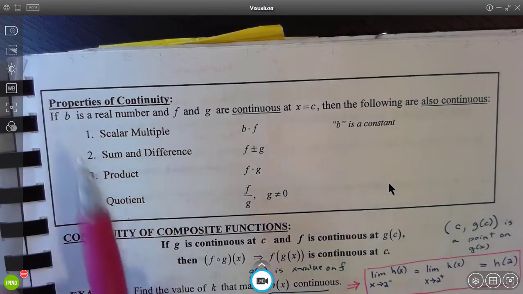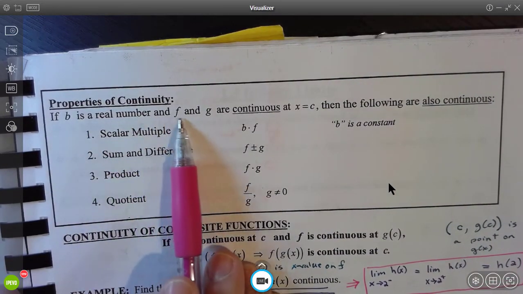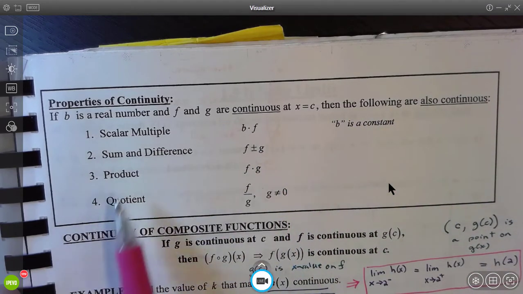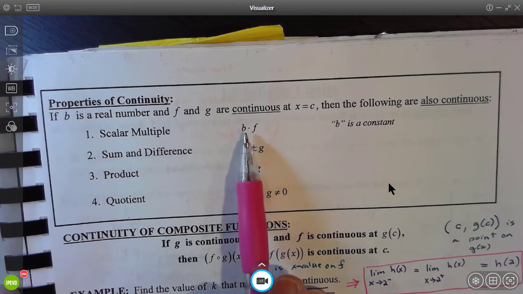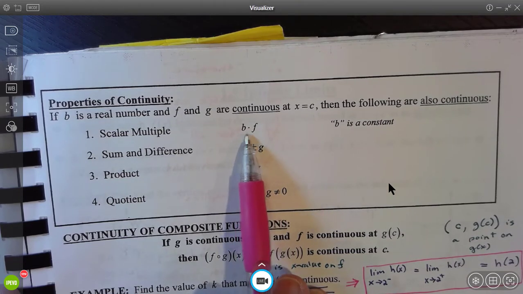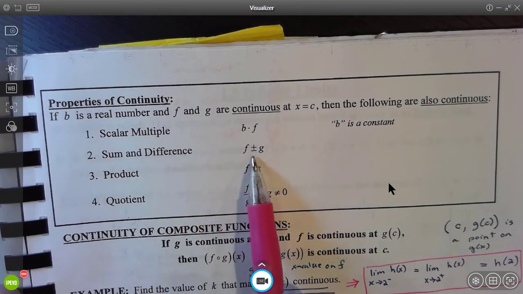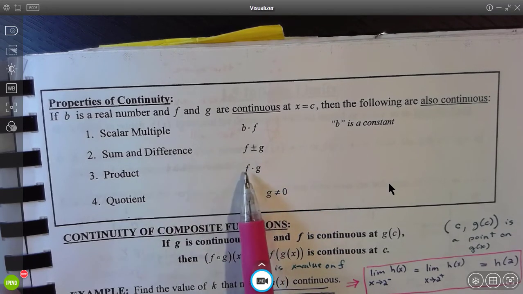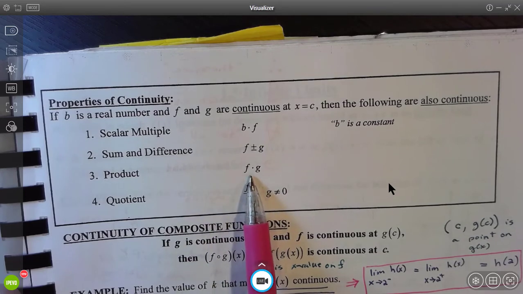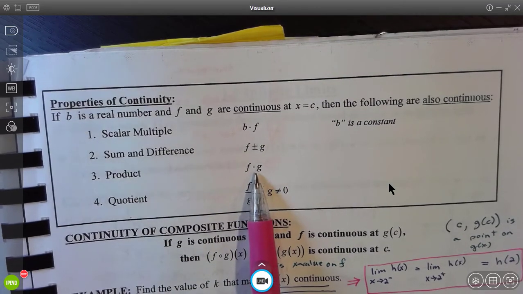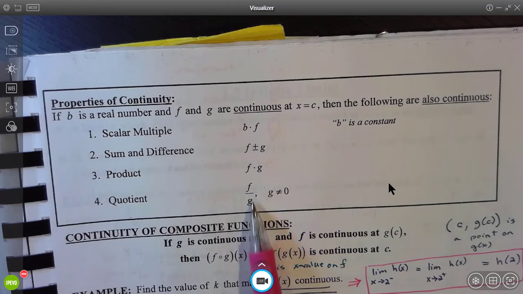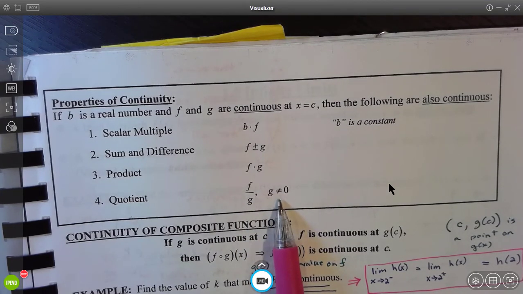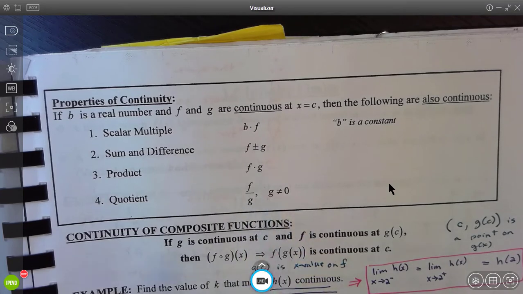Properties of continuity. If b is a real number and f and g are continuous at x equals c, then the following are also continuous. I can take the function and multiply by a scalar. I can take my two continuous functions and add them or subtract them. That will also be continuous. I can take my two functions and multiply them. That will be a continuous function. I can take my two functions and divide them. That will be continuous except for where g is 0. So g cannot be 0.